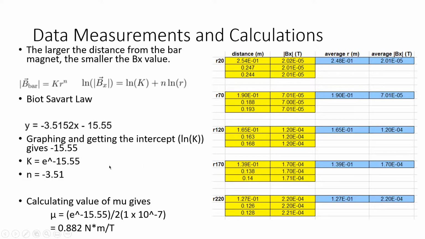Plugging in all this and solving, and using the Biot-Savart law and getting the magnetic dipole moment, mu, gave a value of 0.882 Newton meters per Tesla.